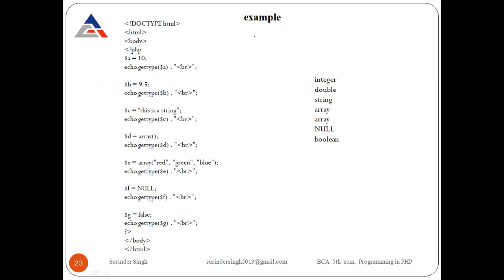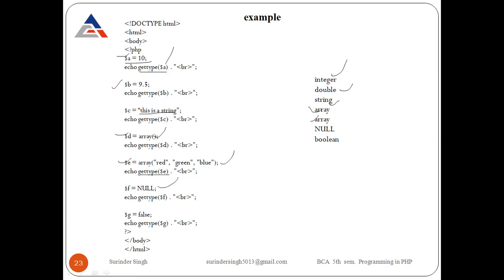Now here you can see the example of the gettype function. Here we have a variable a and we are printing echo gettype of a. Clear? It prints integer because a is of integer type. B is of double type. Clear? C is of string type. It returns string. Then D is an array. It returns array. This is an empty array, without any elements. And now E is also an array. It returns array.